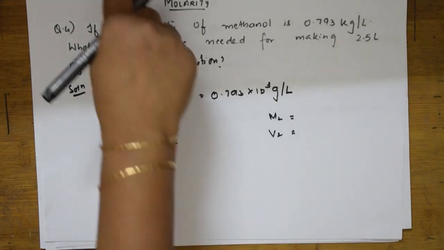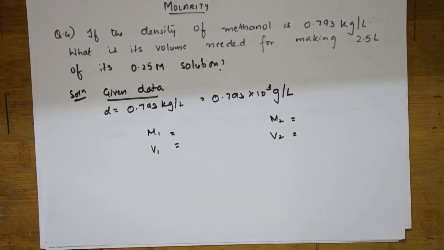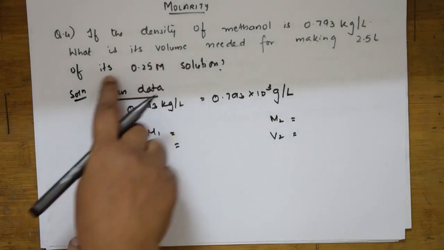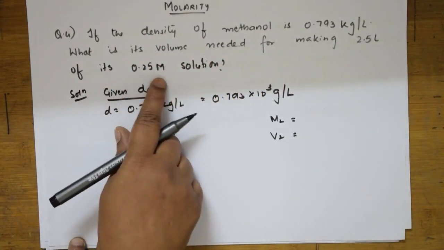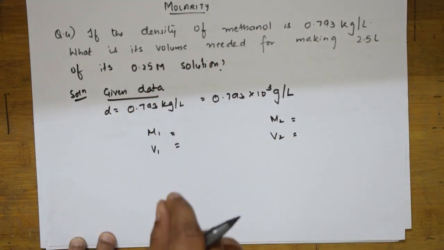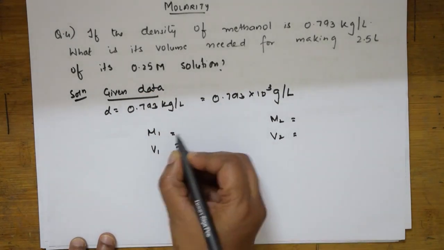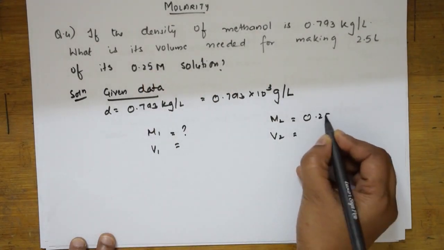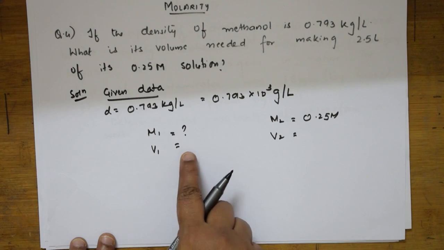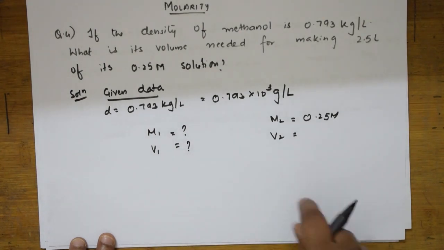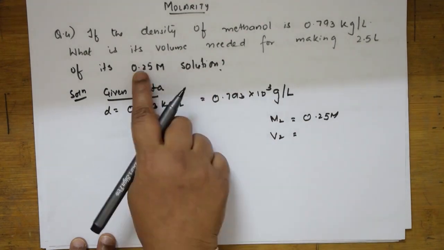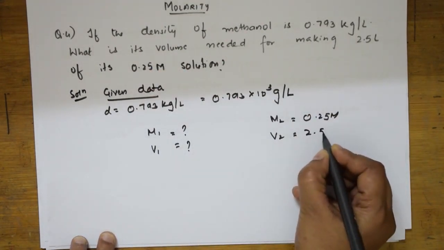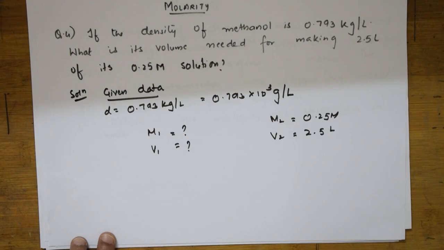So what is M1 given to us? We need to find M1, because what is the volume needed for the 0.25 molar solution? There are two things given here, M1 and M2. Here M1 I need to find out. How much is M2? 0.25 molar. In this case, volume V1 I also need to find. What is the volume given? V2, they've given us 2.5 liters. This is over, because we are going to divide it into solute and solvent. This is how we are going to do it.